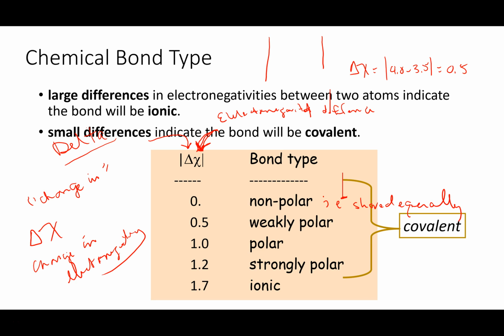But for these first 4 up here that are listed, keep in mind that electrons are going to be shared right up to the point where they're not. Okay, electrons will be shared but not shared equally. So these first 4 are all types of covalent bonds. Electrons are shared.